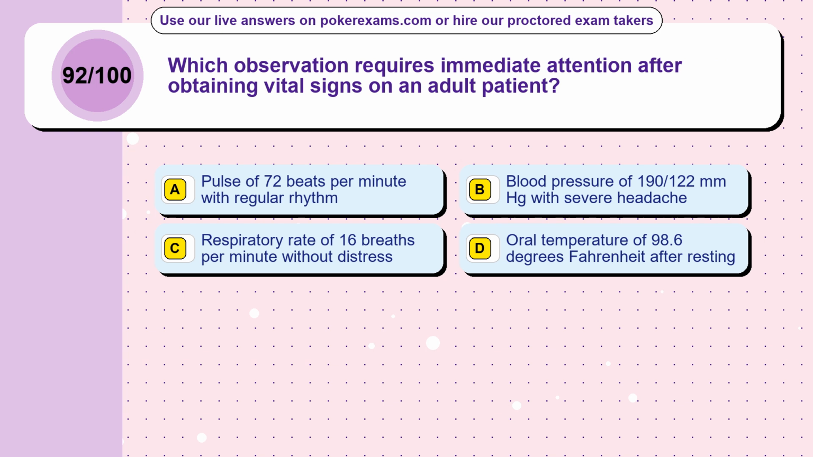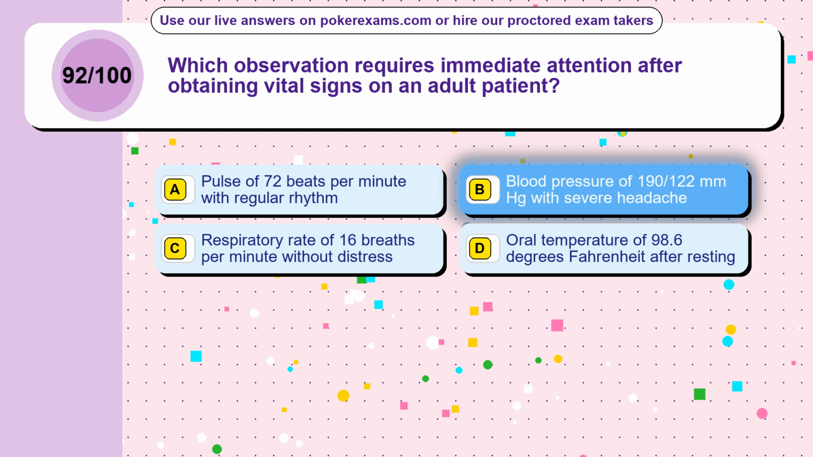Question 92. Which observation requires immediate attention after obtaining vital signs on an adult patient? Option A. Pulse of 72 beats per minute with regular rhythm. Option B. Blood pressure of 190/122 mmHg with severe headache. Option C. Respiratory rate of 16 breaths per minute without distress. Option D. Oral temperature of 98.6 degrees Fahrenheit after resting. The correct answer is option B.